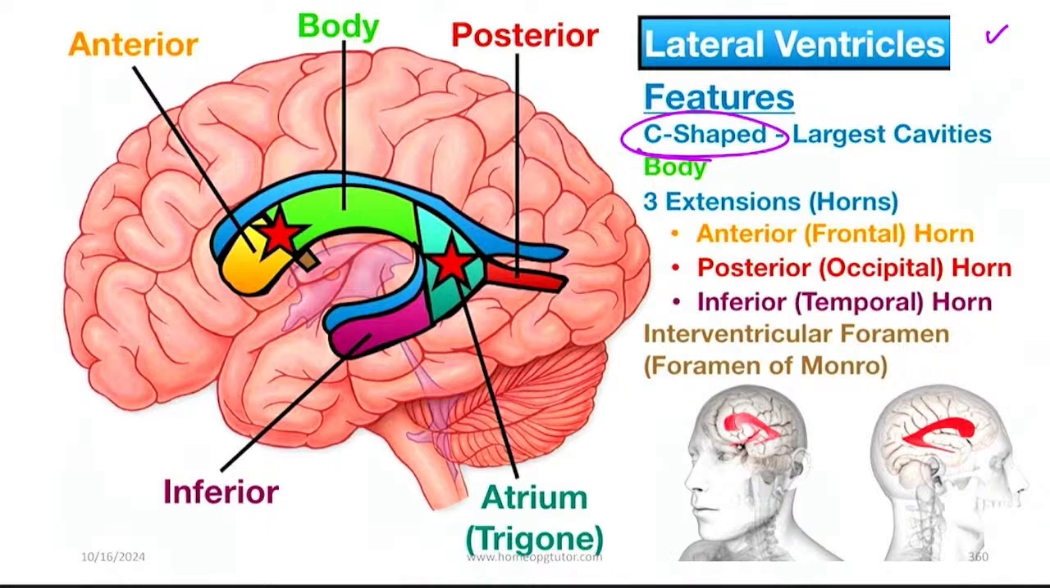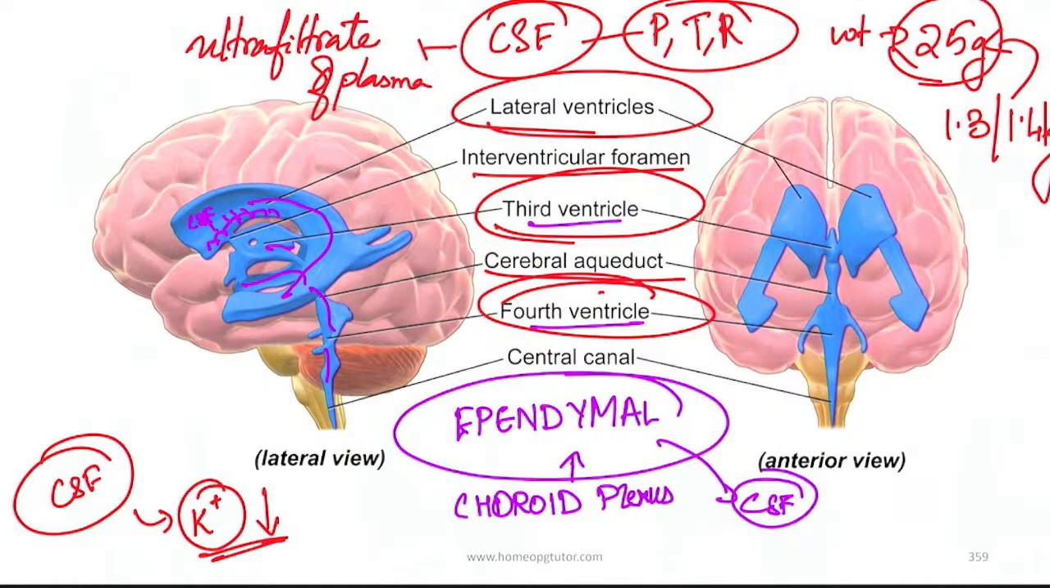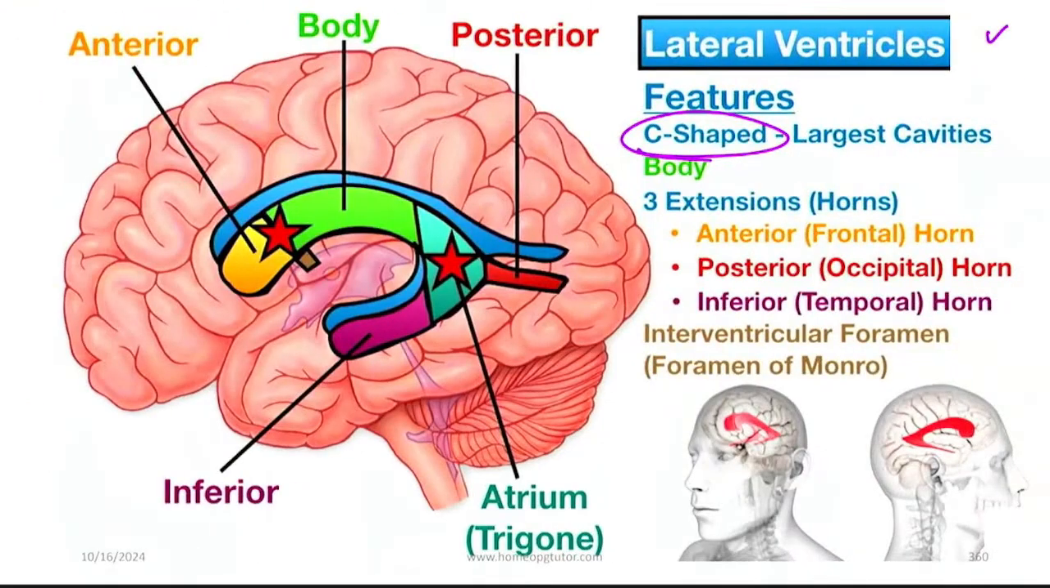This lateral ventricle has to communicate with the third ventricle, right? The two lateral ventricles have to communicate with the third ventricle. And for that it needs a foramen, which is called the interventricular foramen or foramen of Monro. Foramen of Monro.